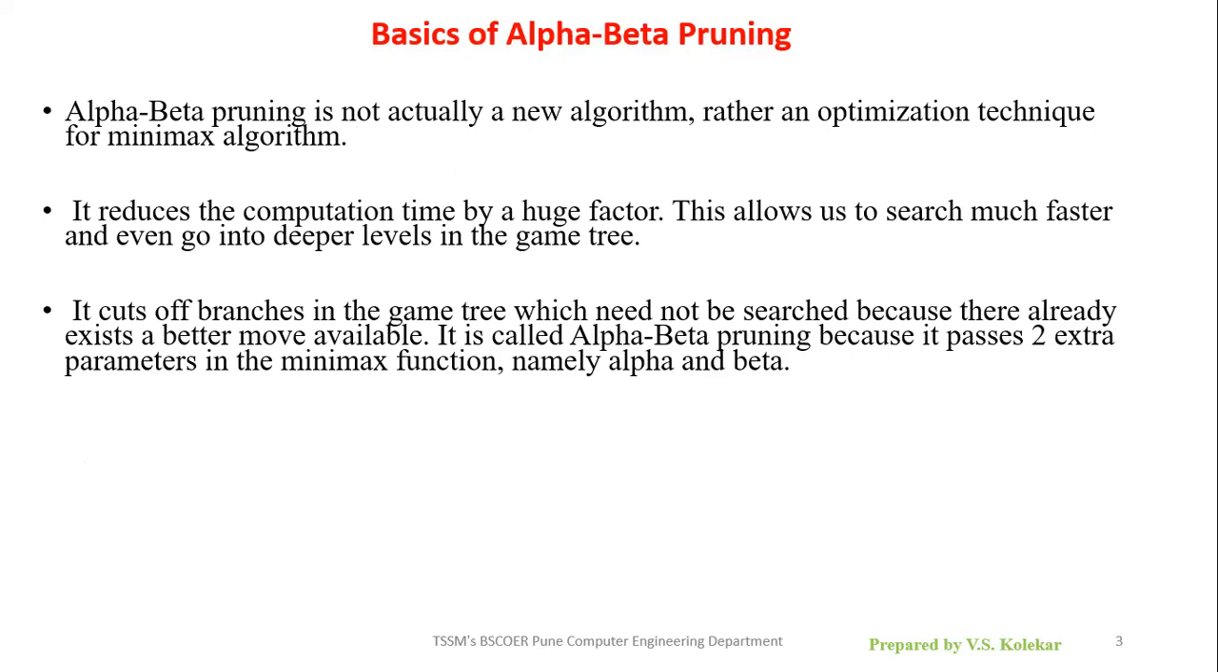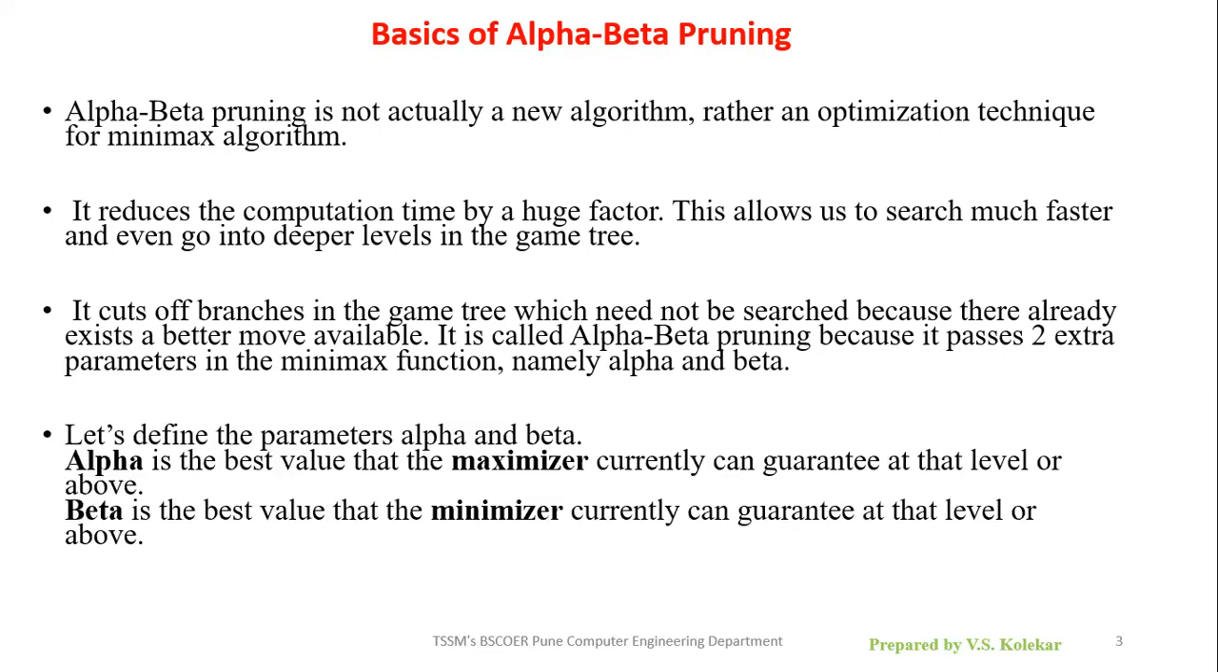moves available. It is called alpha beta pruning because it passes two extra parameters in the min-max function, namely alpha and beta. Let's define the parameters alpha and beta. Alpha is the best value that the maximizer currently can guarantee at that level or above that level. Beta is the best value that the minimizer currently can guarantee at that level or above that given level.